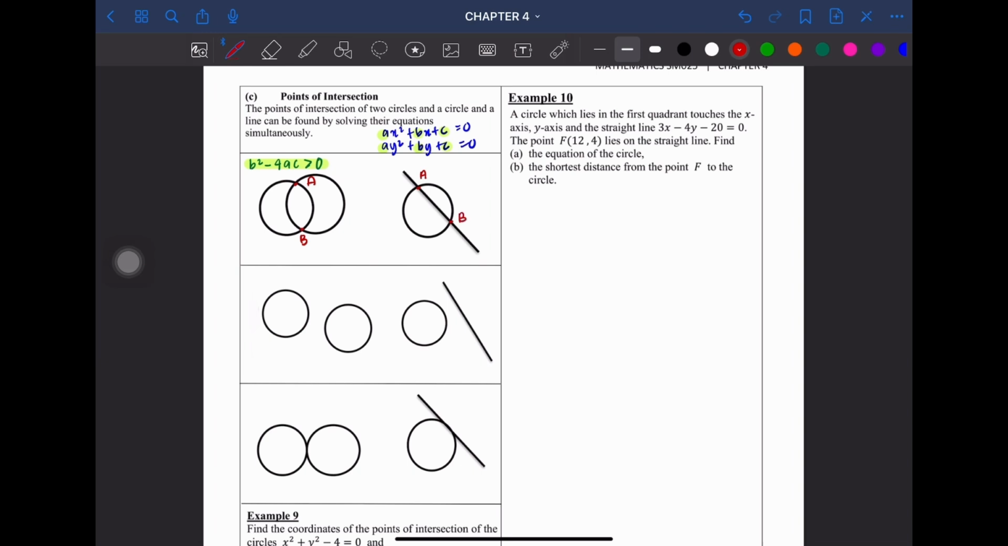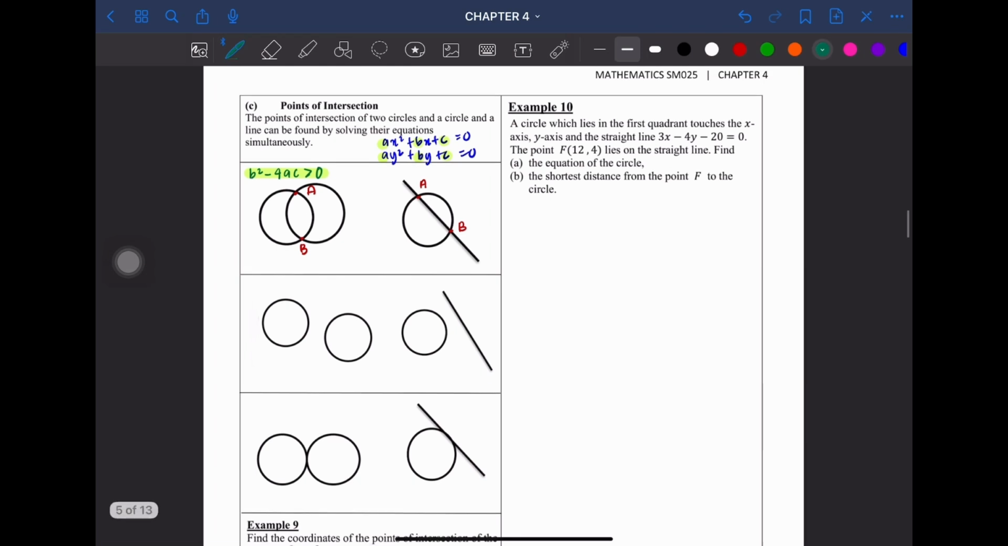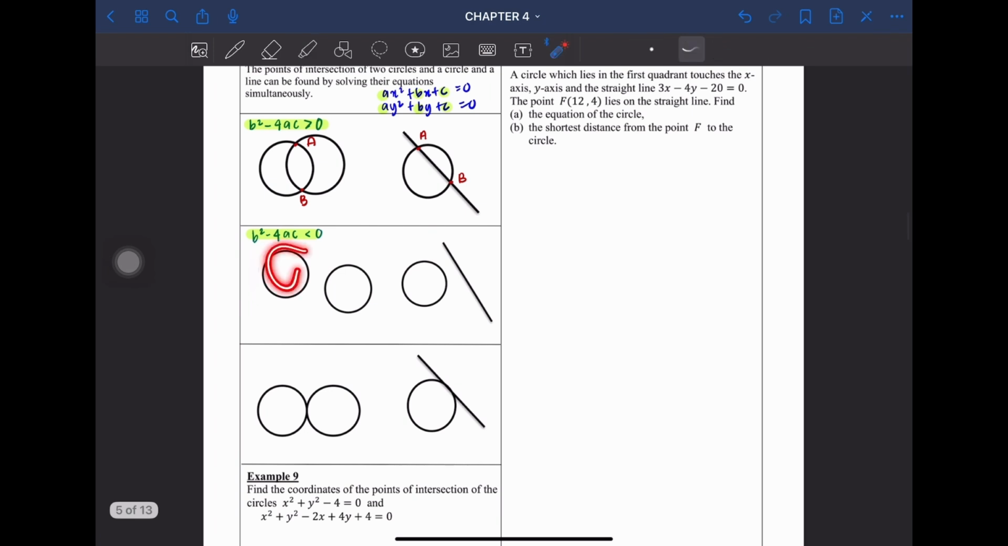Okay, so that's the first case. For the second case, we have b squared minus 4ac, or this discriminant, less than 0, or you will get a negative value. So what does it mean? It means that either you have 2 circles that have no intersection at all, or you have one circle and a line that do not intersect. There is no intersection if you get smaller than 0.